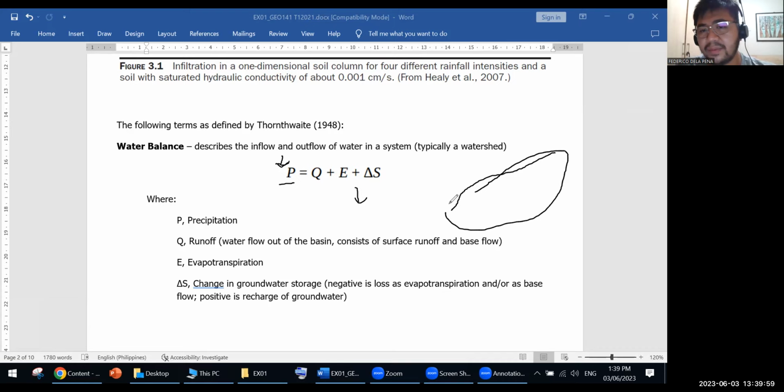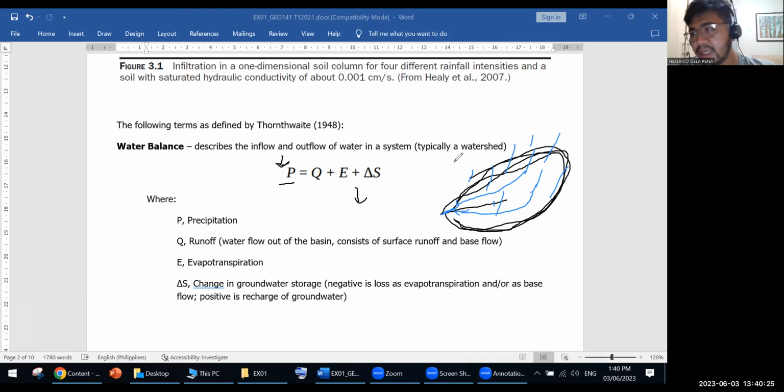Laging meron kang area na may topographic high. Kunyari, surrounded siya by mountains or hills. And pag may ulan ka, lahat ng ulan na bumagsak sa watershed na yan will eventually converge to a mainstream, no? Okay. And that stream will usually end up either in a sea or a body of water like a lake, okay, or another river. Okay.